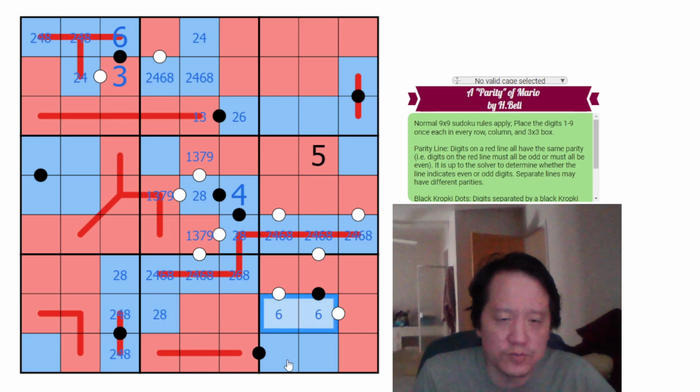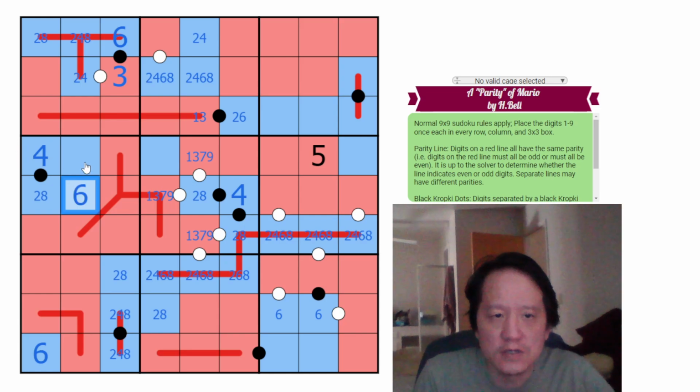We know the 6 is one of these two. This has to be 6. So this is 4 with 2 or 8. So this is 4. This cannot be 4. This cannot be 4. This is 2 or 8. So this is 6. This is 2 or 8.